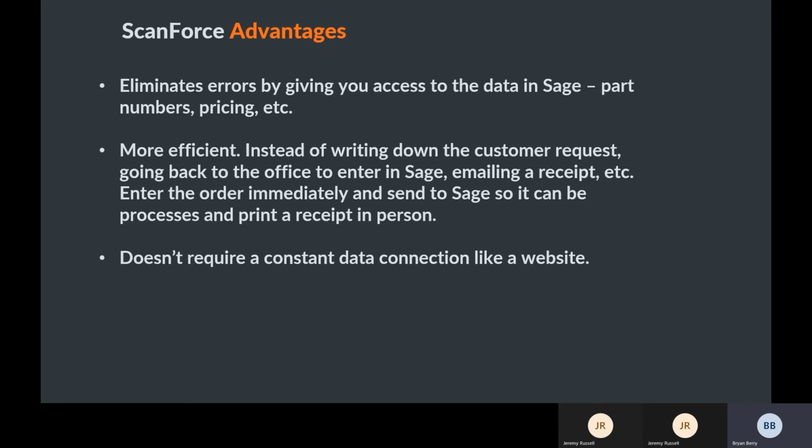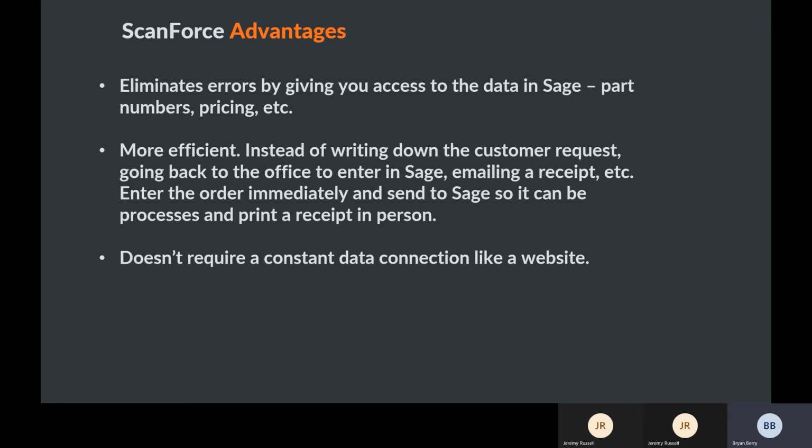So eliminating errors is a bigger dollar saving than it has been in the past, and even more important because we're giving you the access directly to the data coming out of Sage, things like part numbers, things like pricing, things like what are open invoices that they need to be looking at. These are all things that we can put right there at the fingertips. So your sales rep won't be misspeaking or misquoting something that they misremembered from the last time they looked at Sage. Okay. It's also extremely efficient.